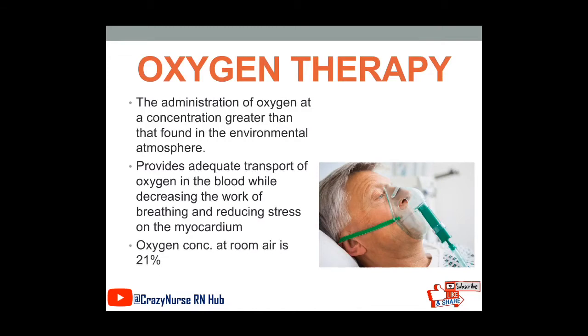The oxygen concentration at room air is 21%. So for the normal adult who doesn't have any oxygenation problem, the concentration of oxygen that he or she can get from the environment is 21%. For patients who have oxygenation problems, this 21% oxygen derived from the environment is not enough to sustain his or her need for oxygen in the body. That is why we give oxygen therapy or supplemental oxygen.